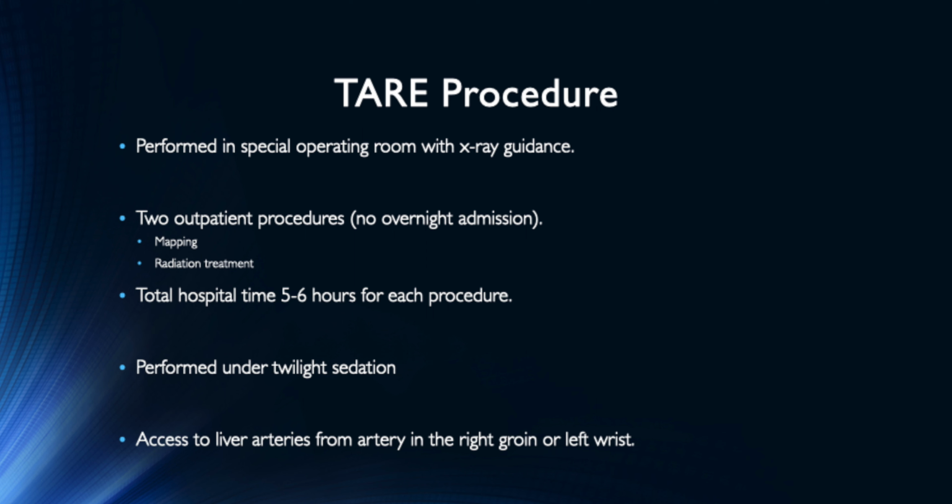TARE requires 2 outpatient procedures, or 2 procedures performed back-to-back on successive days. The first procedure is termed the mapping procedure. The second procedure is the radiation treatment. Both procedures are performed in a special operating room under X-ray guidance. Patients are under twilight sedation, which allows them to be woken during the case, but generally they do not remember the procedure the following day.